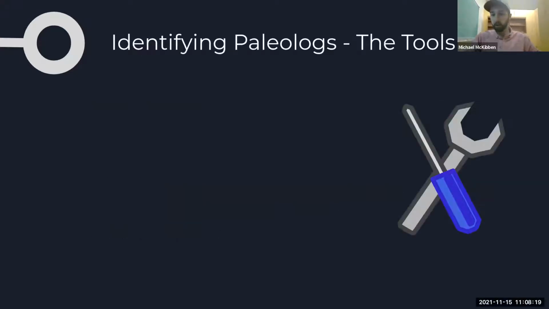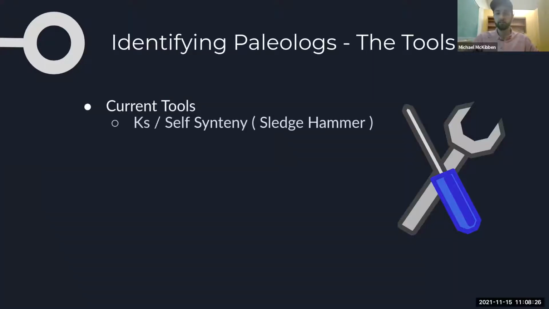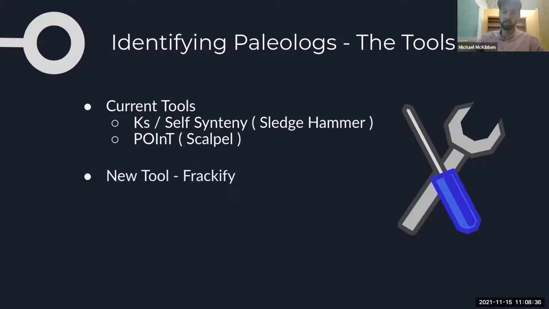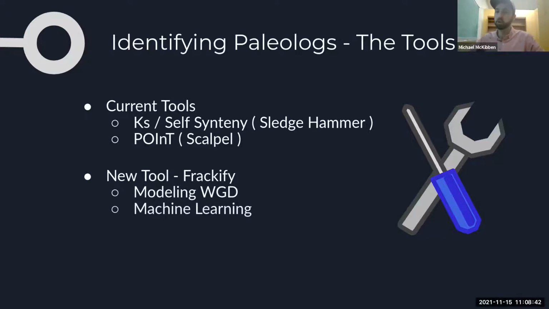To begin the first part of my talk, I'd like to discuss some of the tools available to us today to identify paleologs, including some very simple but relatively widely applicable tools, a much more precise but somewhat restrictive tool, a new tool I've developed called Frackify, which uses data from modeled whole genome duplications to train a machine learning algorithm to identify paleologs. And then, of course, we'll be comparing these approaches and why you might want to use one over the other.